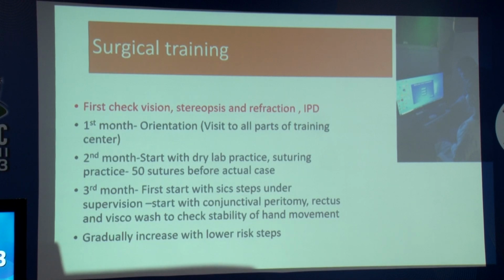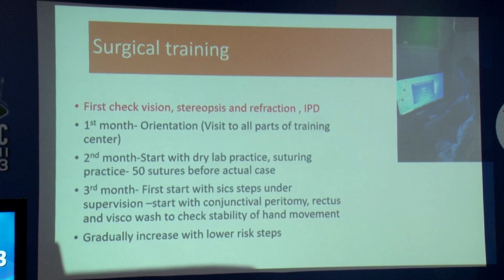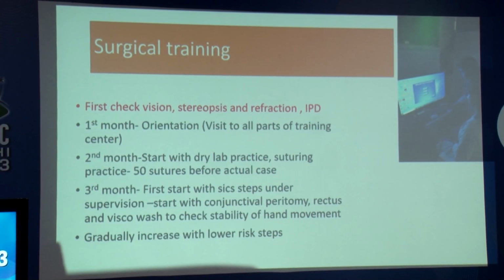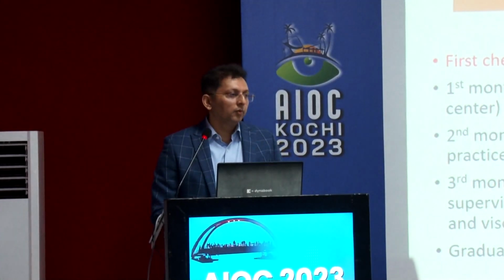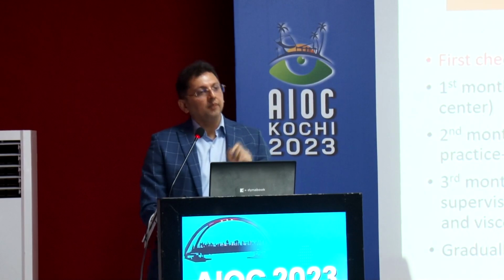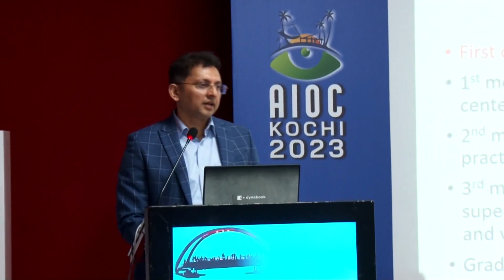So, the first important thing when we start the training of a PG or a trainee, we check vision, stereopsis, do refraction of the trainee and check the IPD and also do an orthoptic workup. We have seen there are a few trainees who are struggling to do surgery. These are very easy steps and they are struggling. And what happens is that we don't offer them more cases because they are doing more complicated, they go back in their surgical training part.